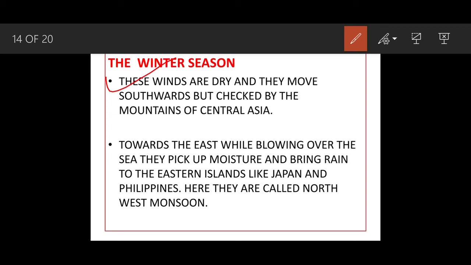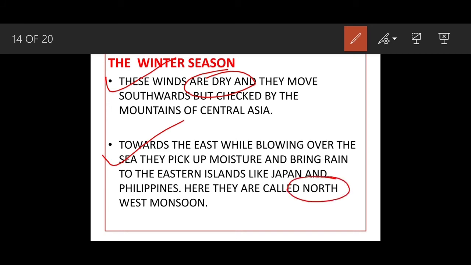Now children, you know these winds are dry. Why are these winds dry? Because they move from land to sea and therefore they lack moisture. Towards the east, while blowing over the sea, they pick up moisture and bring rain to eastern islands like Japan and Philippines. Here they are called northwest monsoon.